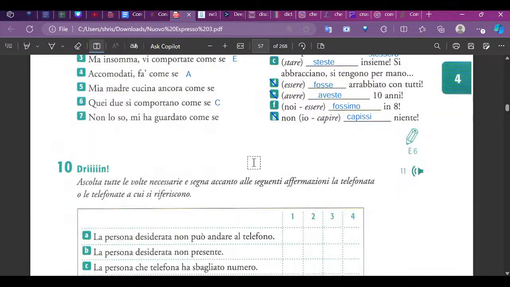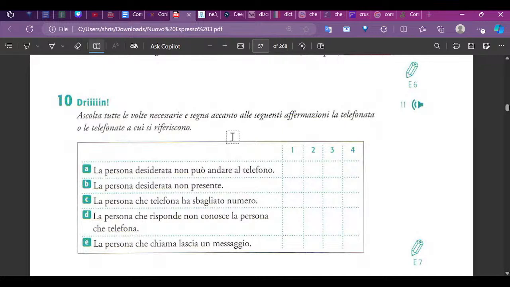Ascolta tutte le volte necessarie e segna accanto alle seguenti affermazioni. Okay, listen and mark. Okay, so you have to read. Since it's listening, you need to read first.